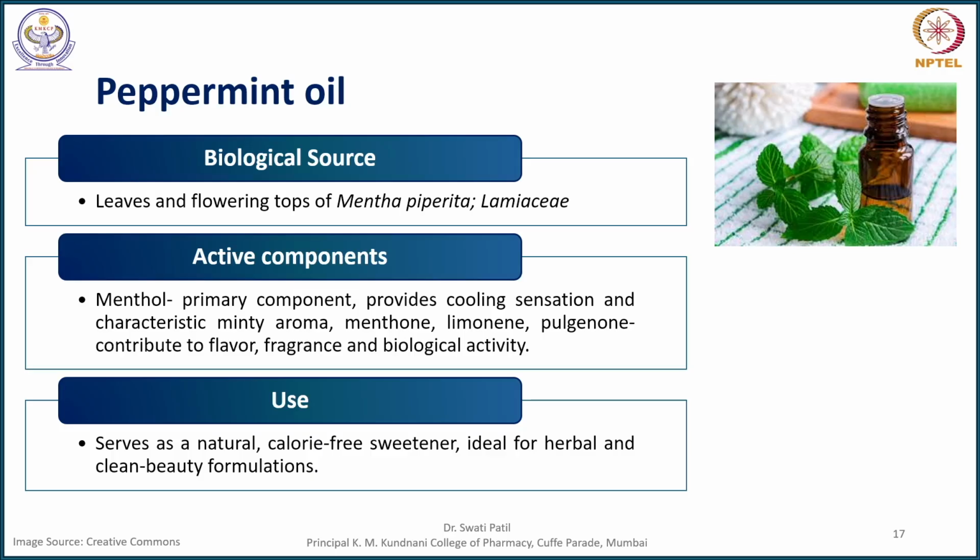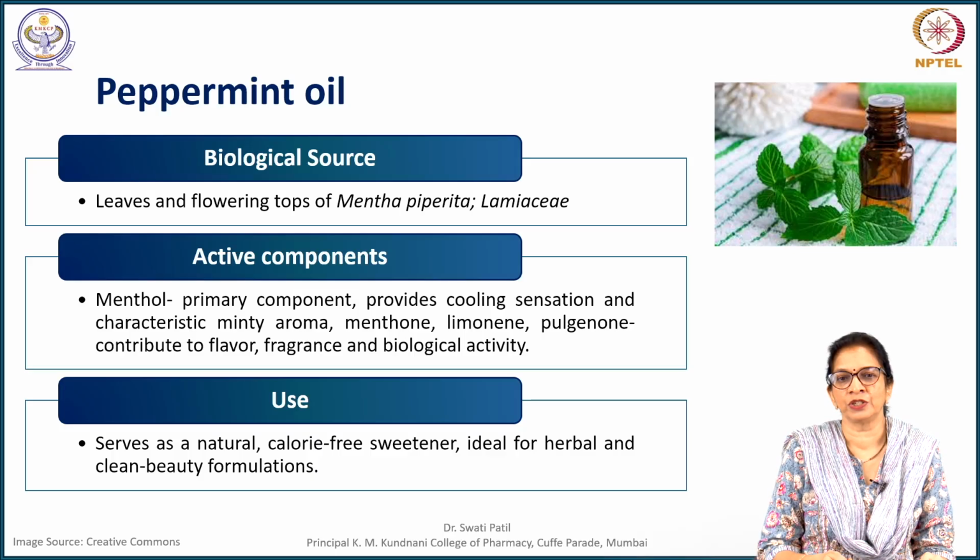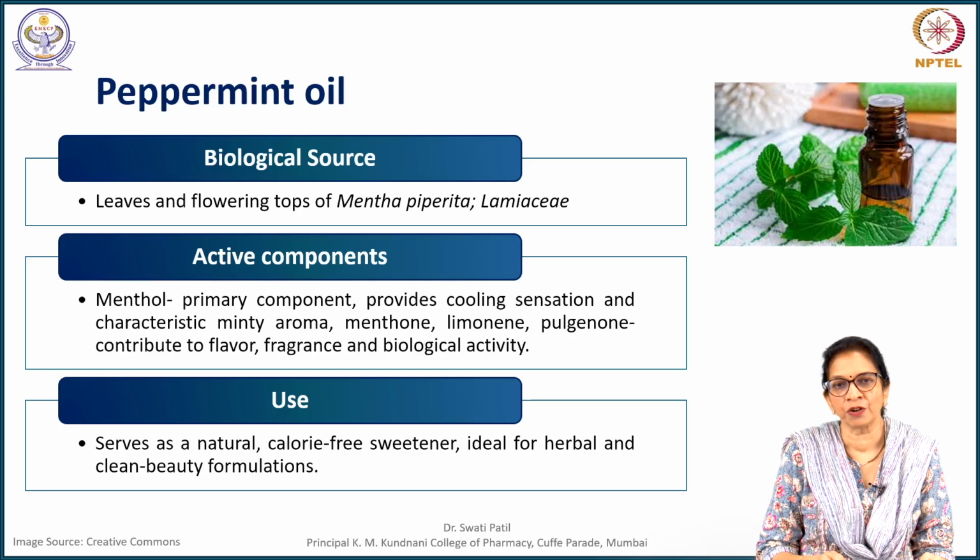The most commonly used flavor which is there and grown largely in India is obtained from the leaves and flowering tops of Mentha piperita. There are different species of Mentha which are used, and the peppermint oil makes a very strong flavor. Menthol, which is present in the oil, is the primary component which provides a cooling sensation and characteristic aroma. So, this is used in many shampoos, many herbal skin cosmetics, which gives a cooling effect when used.